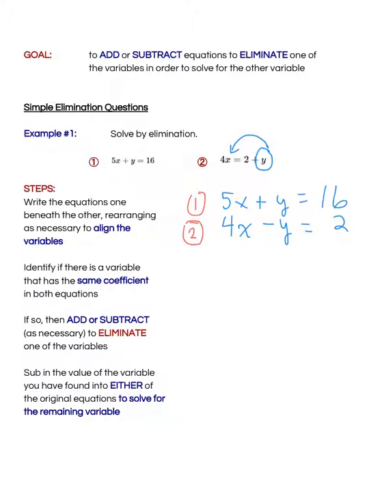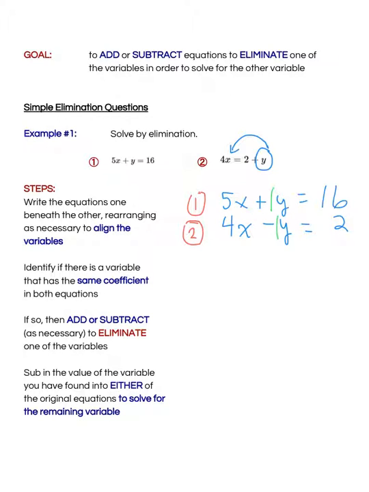Now what I'm going to do, once I've done that, is identify if there is a variable that has the same coefficient in both equations. I know obviously that the x's do not, because the x has that 4 there and it has the 5. But I look at the y's here, and even though one is being added and one is being subtracted, the understood coefficient beside those y's is a 1. And so I've met the target for this second step.